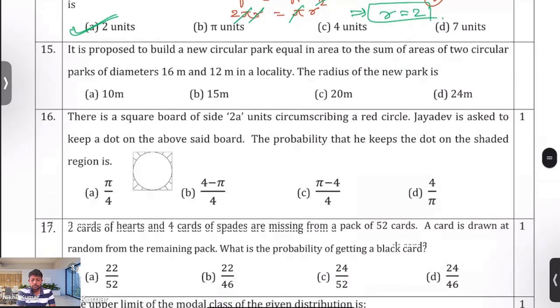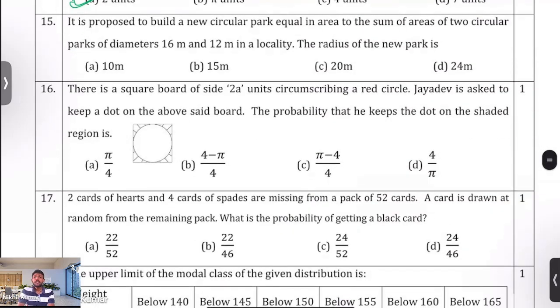Let's move on to question number 15. It is proposed to build a new circular park equal in area to the sum of areas of two circular parks of diameter this much in the locality. Okay, so we have to build a new circular park, and the area of that new circular park has to be the sum of areas of two smaller parks. This is what is given to us.